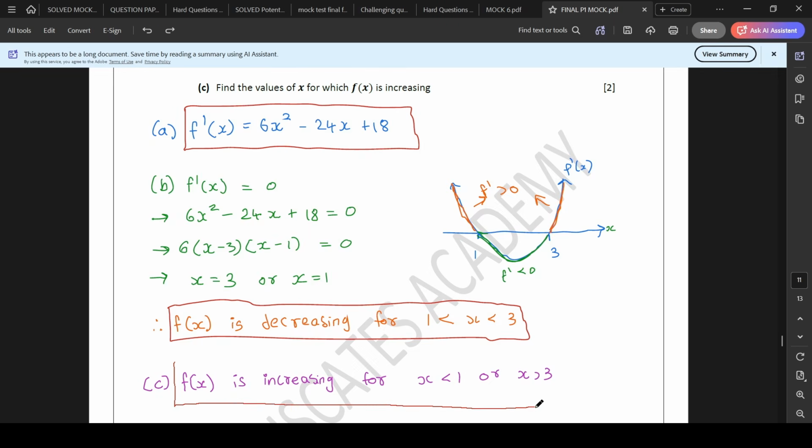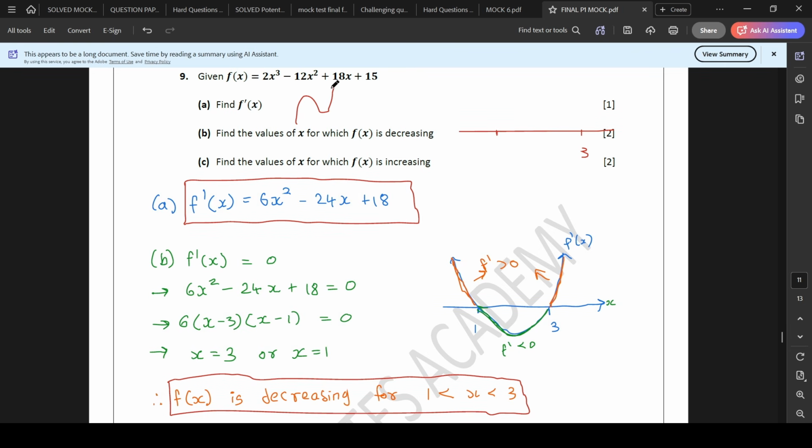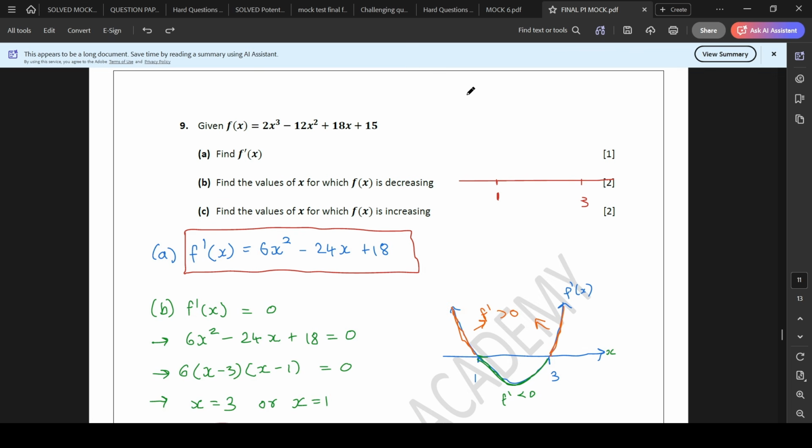Now let's say if there was a question to sketch the given cubic function. So I know that there are stationary points at 1 and 3, and this cubic graph is increasing like this. So my graph is also having a y-intercept as 15. So my graph is going to look something like this.